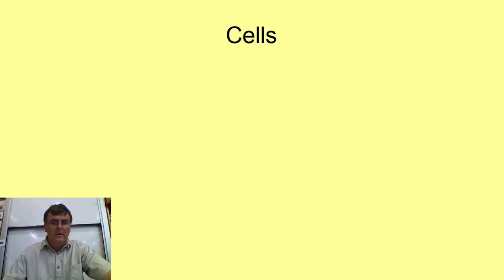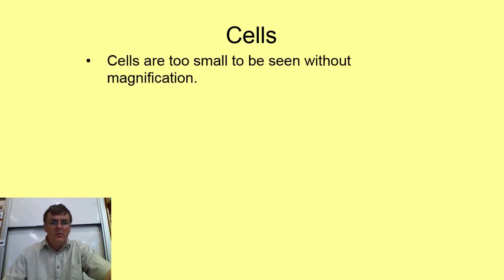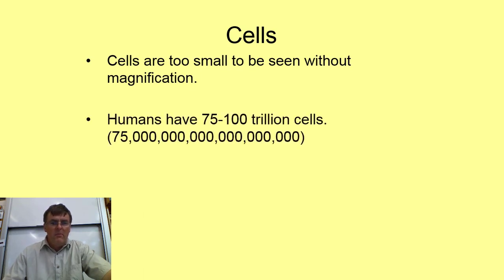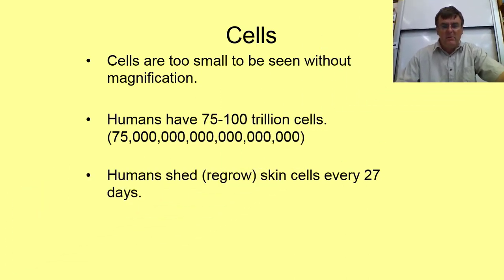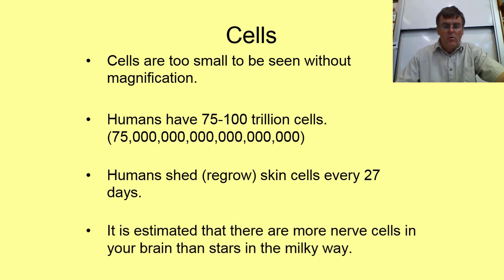So here's some trivia. We can't see them without magnification. That's why we need a microscope. We have about 75 plus trillion cells in our body. That's a lot of zeros, that's a lot of cells. Your skin cells, we replace basically every month roughly. Most of the dust inside your house would be skin cells. And there's more nerve cells in your brain than there are stars in our Milky Way galaxy.